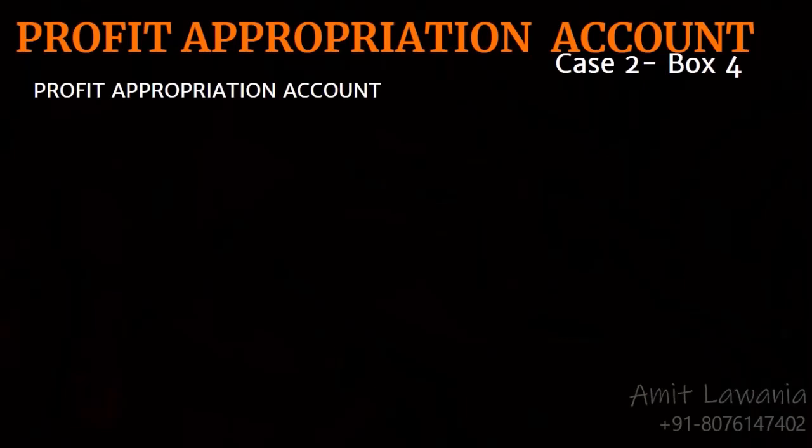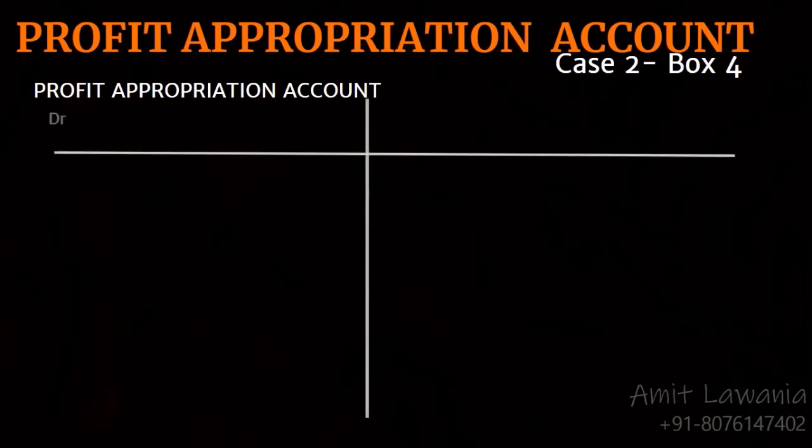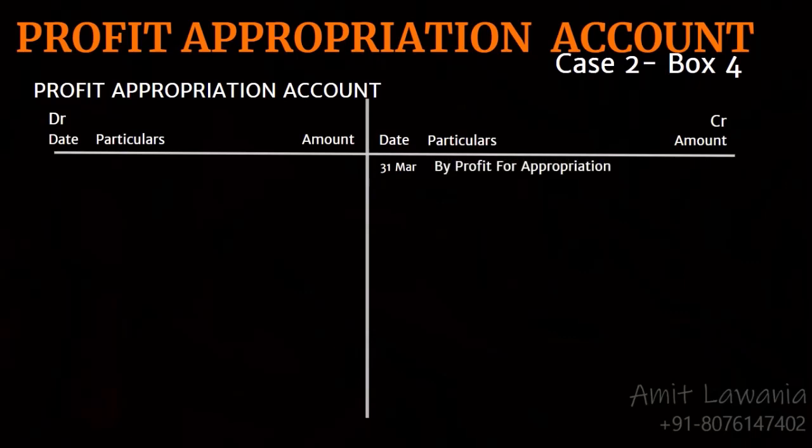Now we start making the profit appropriation account with the new sharing ratio. Start with the lines: debit, credit, date, particulars, amount. Same on the credit side. Date is the first entry we put, and we bring the profit from the profit for appropriation box, that is box number 1, rupees 1 lakh.